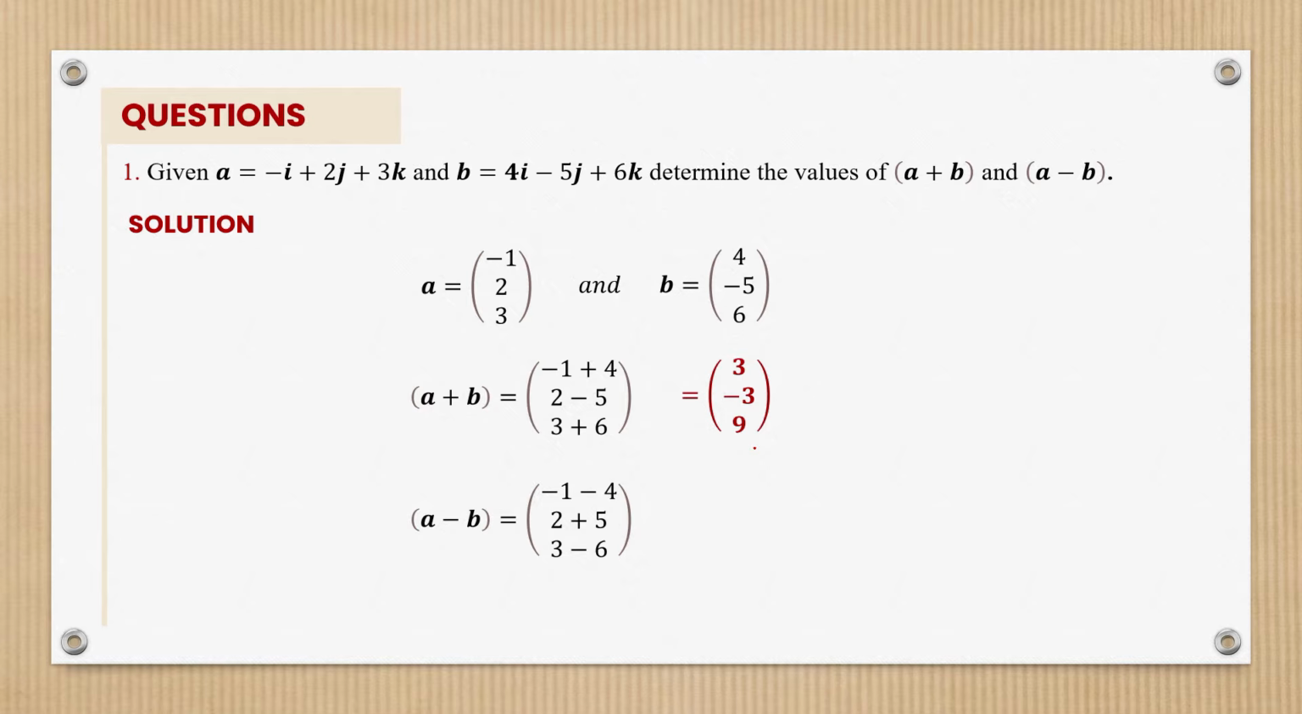Then for a minus b, we're going to have it this way. Negative 1 minus 4 is going to give us negative 5. 2 plus 5. Now the reason we have 2 plus 5 is that 2 minus a negative becomes a positive. So that's why I have 2 plus 5 being equal to 7. Then 3 minus 6 is going to be negative 3. And those are the answers.